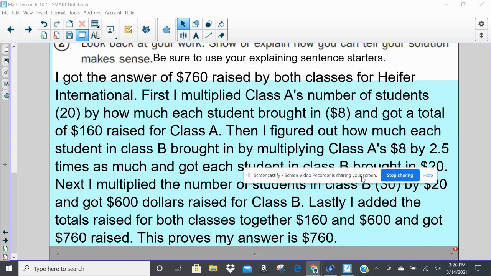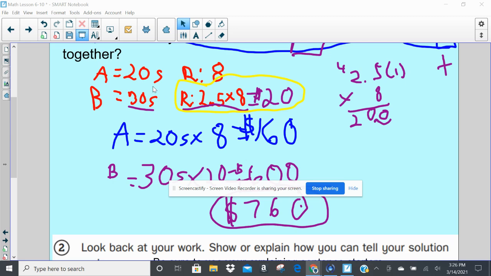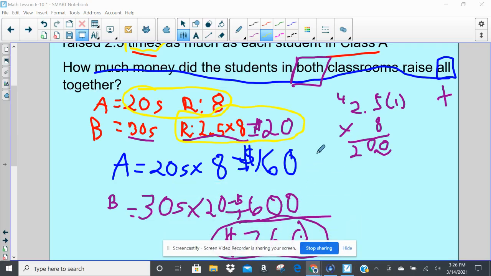This proves my answer is $760. Okay, you get the idea of what we're doing today. It's always going to be a multiple step problem. The first question might be a little easy at first, like figuring out A was easier for us, but then for B, we had to do some more multiplying, an extra step, and then ultimately we had to add at the very end.